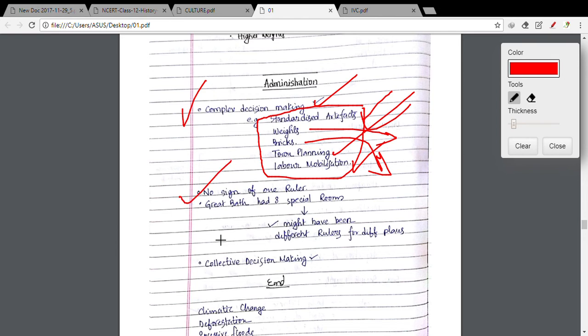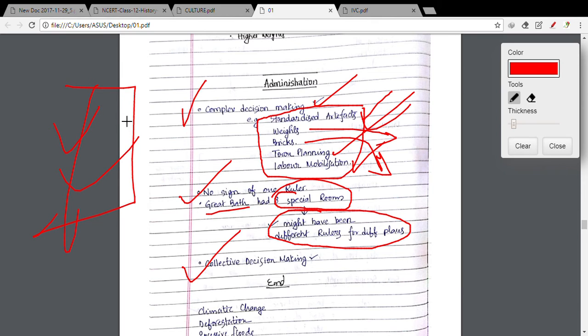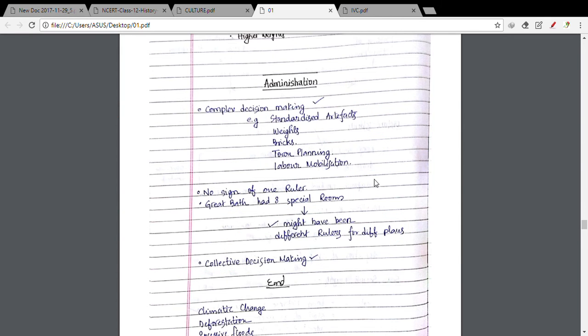No sign of only one ruler. We can already trace that there were 8 special rooms in the Great Bath corridor, so it might have been different rulers for different places. And there was collective decision making, because we have already told that in the town planning there was no large building. That means mostly the people were of almost the same category, same hierarchy. So there was a sense of collective decision making in the Harappan civilization.